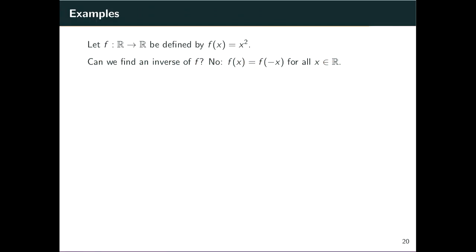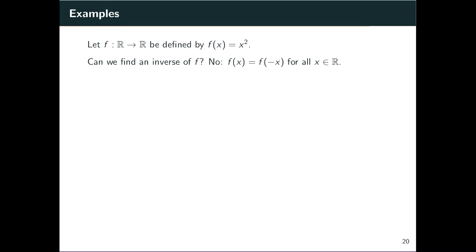Okay, so I'm just going to do sort of an extended example. The point of this is to highlight this idea of restricting the domain or the codomain to make the function either injective or surjective and therefore bijective and then invertible. So if we have a function from the reals to the reals and we define it by x squared again, can we find an inverse of this function f?